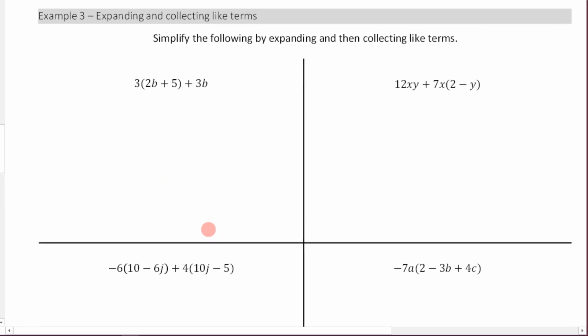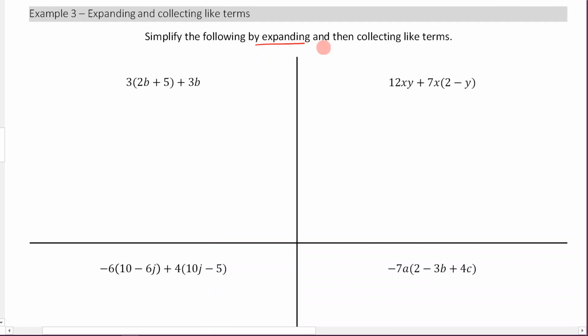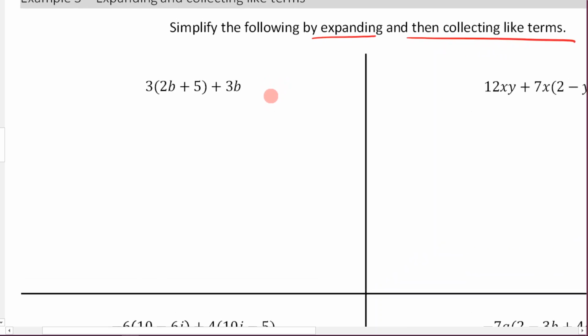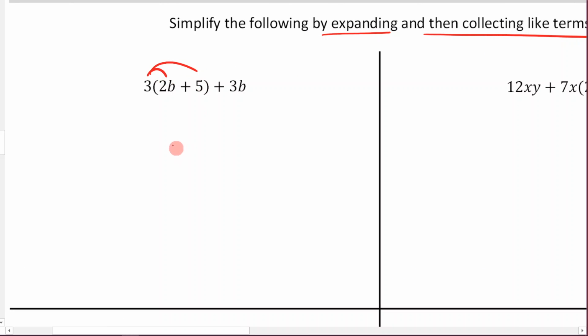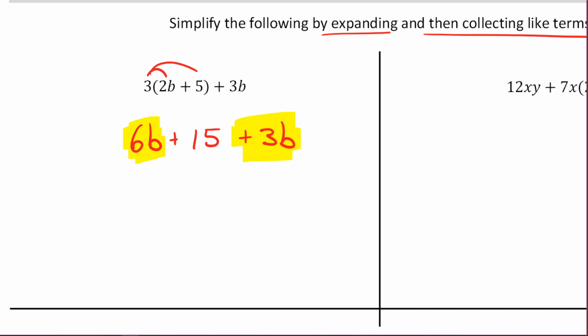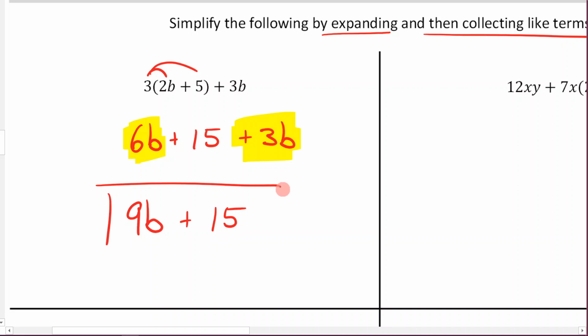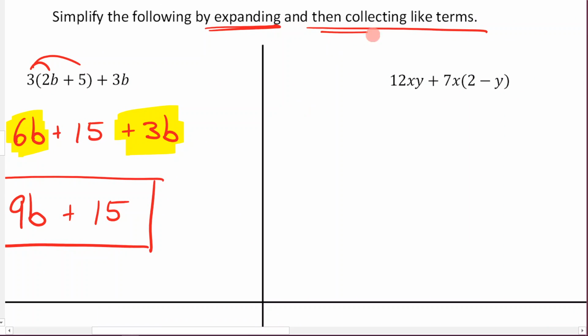So the next thing we're going to do now is simplify the following by expanding and then collecting like terms. So this first one here, we're going to expand this out. So I'm going to get 3 times 2b, which is going to be 6b, plus 3 times 5 is going to be 15. Then I have this plus 3b on the end. Now I have 6b plus 3b here. Those are like terms, so therefore I can join them together, and that's going to be 9b plus 15. And that is going to be my answer. So there were 2 steps to this. First we expanded, and then we collected the like terms.